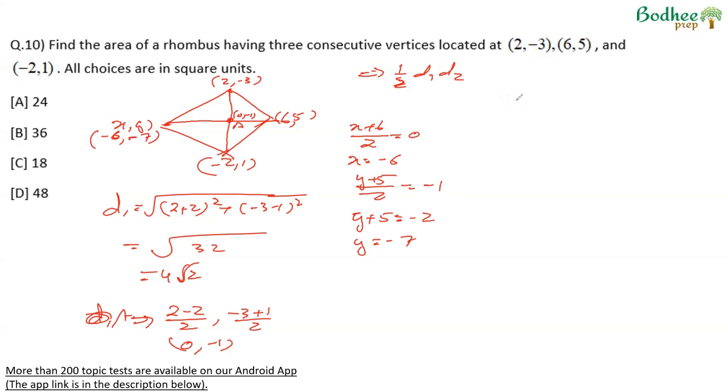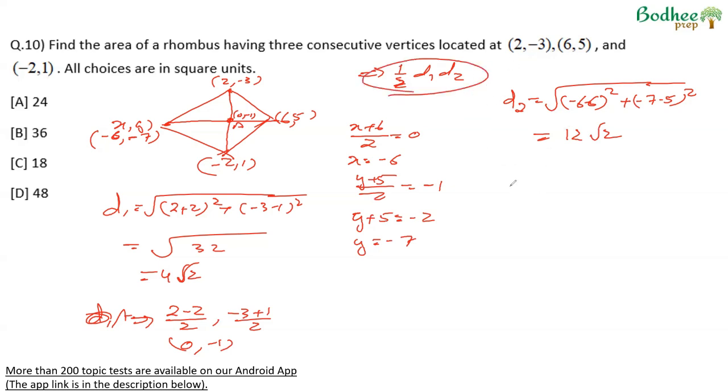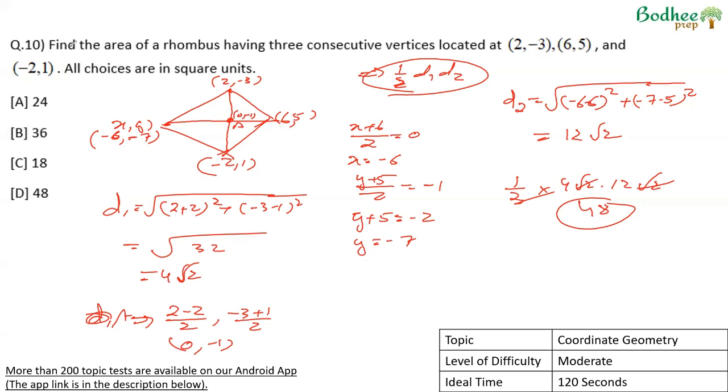The length of the other diagonal d2 therefore will be root of minus 6 square plus minus 7 minus 5 whole square. Minus 6 square is 36, minus 7 minus 5 is minus 12, square 144. Therefore 12 root 2. The area of a rhombus is half d1 d2, therefore half into 4 root 2 into 12 root 2. Root 2 and 2 cancel, 48 becomes my answer. Whether you use the first formula or this one, in both cases, I think attempt time should not exceed 2 to 2.5 minutes. Overall moderate level of difficulty question.